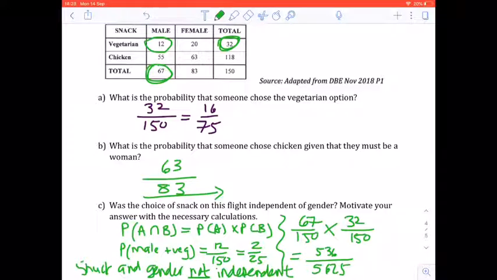Okay, so you could have done this another way as well. You could have chosen female and chicken and done it that way, or female and vegetarian, or male and chicken. You just have to prove that they're either independent or that they're not independent based on that formula.